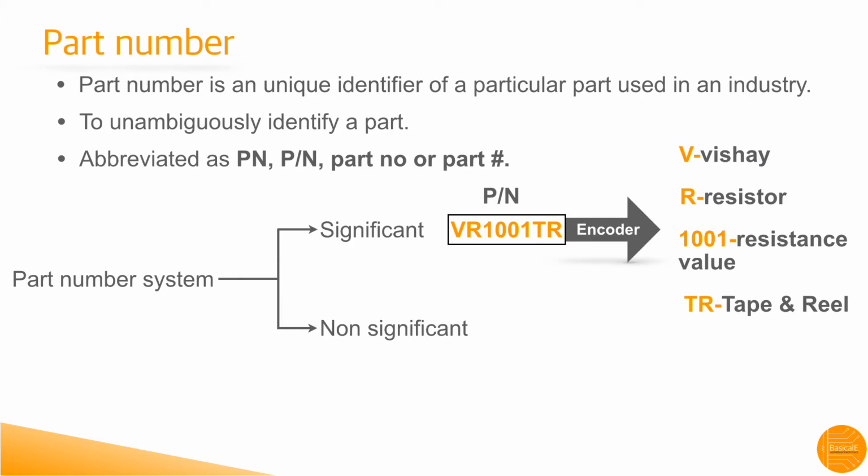In the case of non-significant systems, part numbers are assigned in some other fashion, such as sequentially, which may not tell the user anything about its characteristics.